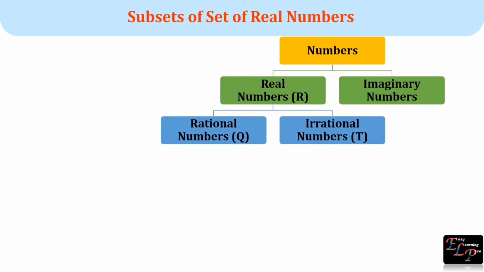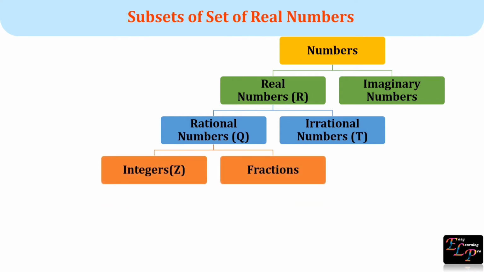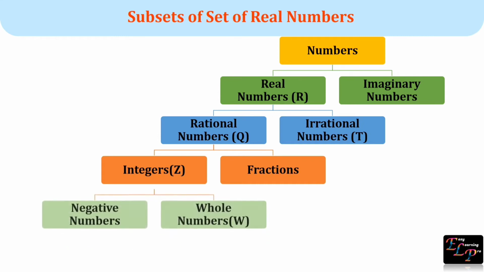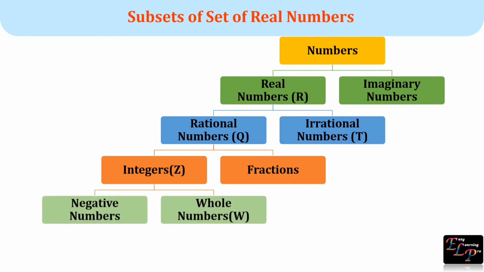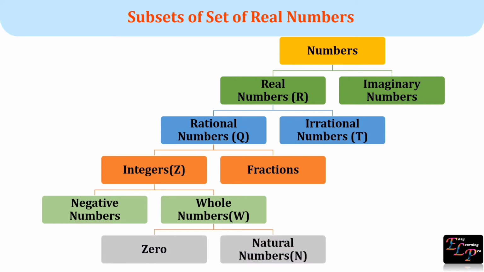Real numbers are classified into rational numbers and irrational numbers. Further, rational numbers are categorized as integers and fractions. Integers are classified as negative numbers and whole numbers. All the numbers including 0 are called whole numbers, and numbers excluding 0 are called natural numbers.